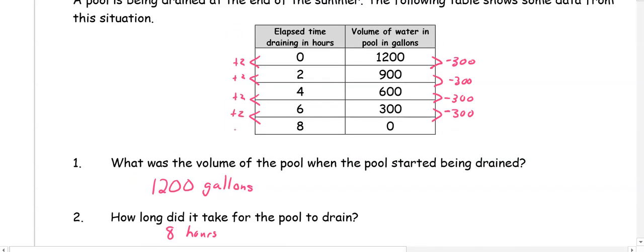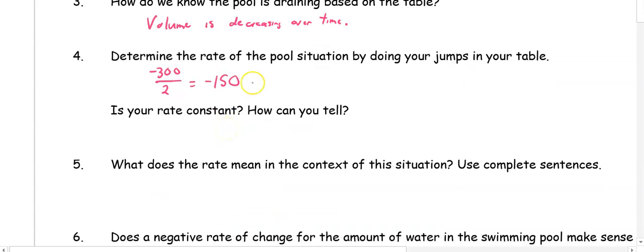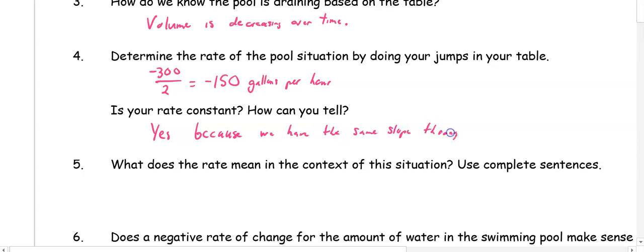For our units, the change in the 300 is in gallons, and the 2 is in hours. So when we reduce, it'd be 150 gallons per hour. Is your rate consistent? How can you tell? Yes, because we have the same slope throughout.